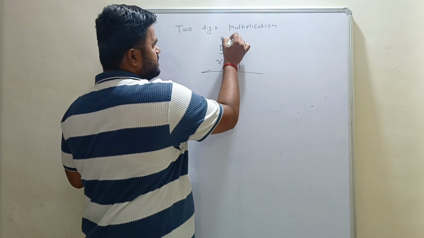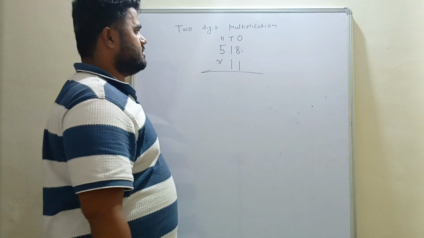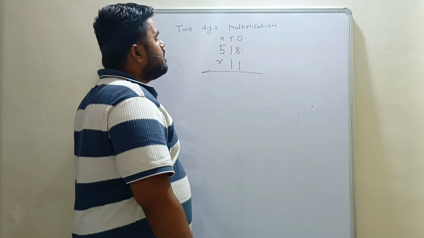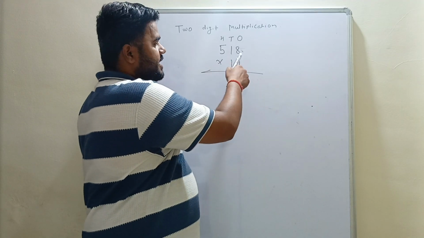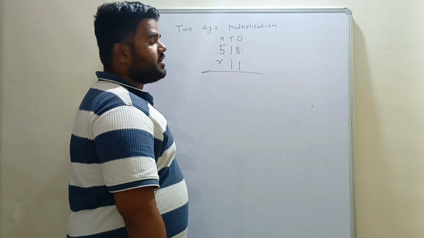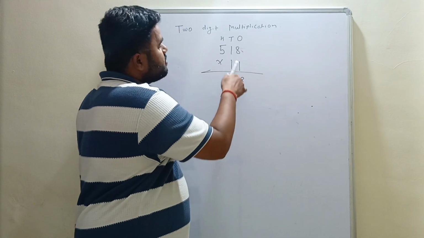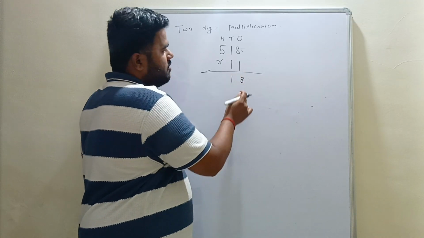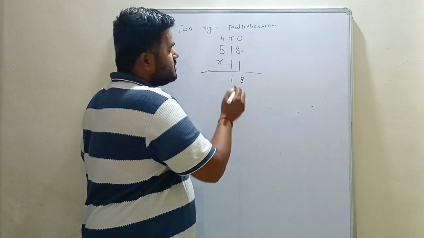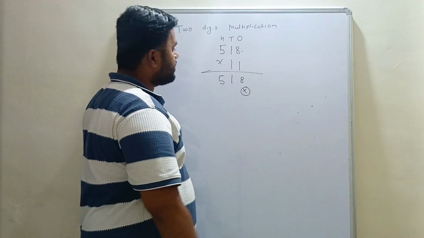This is 100 place, this is 10 place, this is 1 place. Here we will multiply 518 with 11. First of all, we will multiply with 1. 1 8 is 8. 1 1 is 1. And 1 5 is 5. Then we will take a cross here.